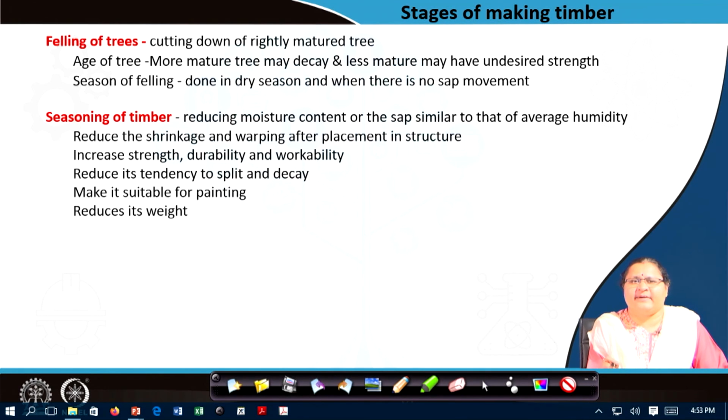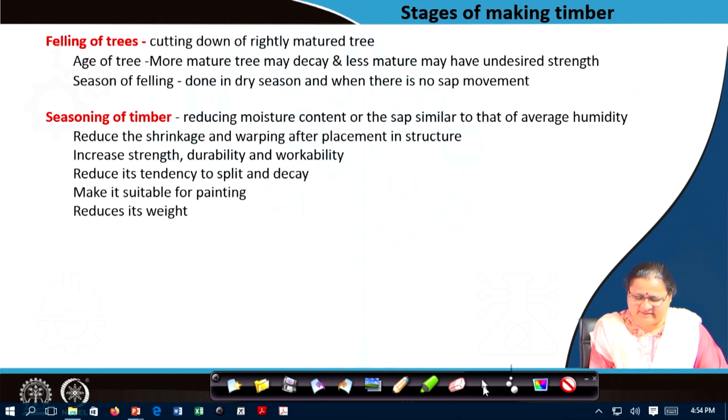And attack by decaying agents, that is the termites, the insects, the microbes, the bacterial growth, the algae, fungi, moss growing on it, these things get lessened and you can make it suitable for applying paint. Through seasoning, you also control or reduce the weight of the mass.